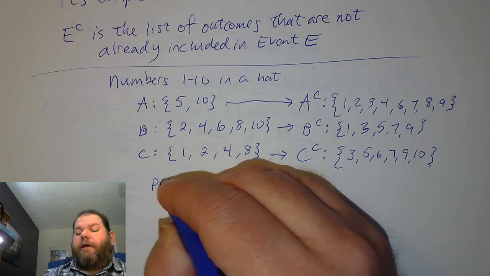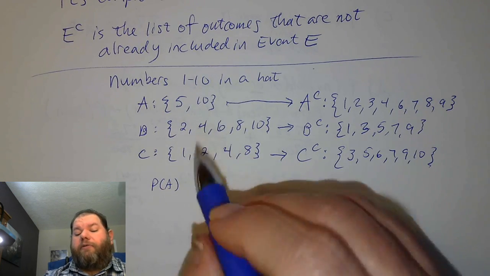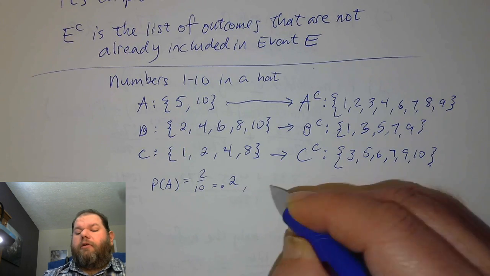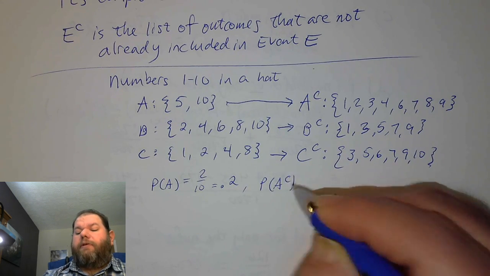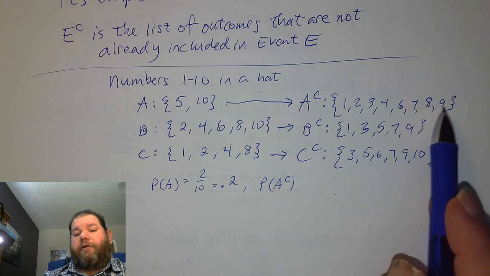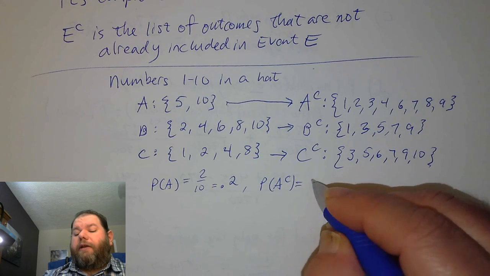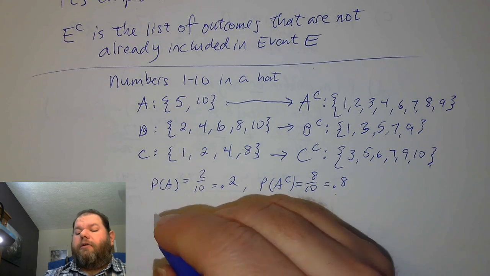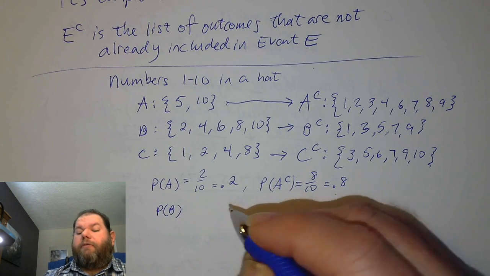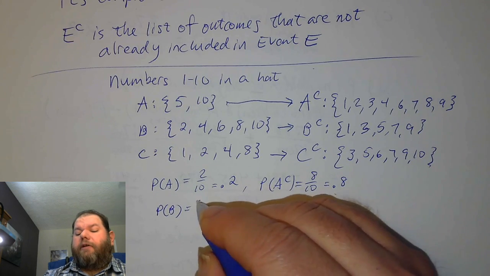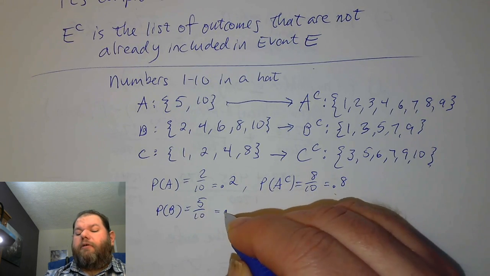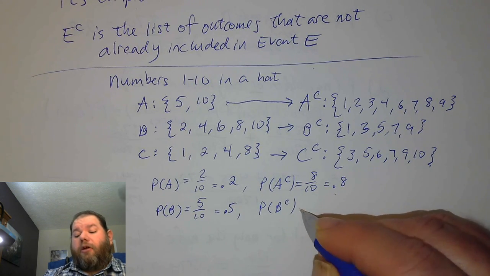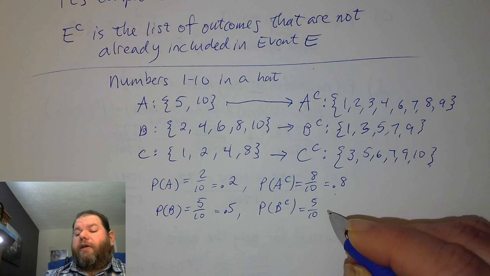So probability of A, we can see is 2 out of 10. We already calculated that. Probability of A complement, because we have 8 different numbers here, we know that's 8 out of 10. So 0.8. Probability of B, we know already is 5 out of 10, so 0.5. Probability of B complement also has 5 outcomes, so 5 out of 10, so 0.5.